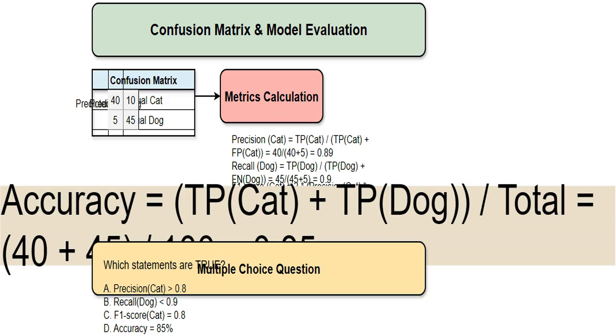This is the overall accuracy. I find the total number of correctly classified images, both cats and dogs, and divide that by the total number of images. This gives me the overall performance of the model. A higher accuracy suggests the model is doing better overall.